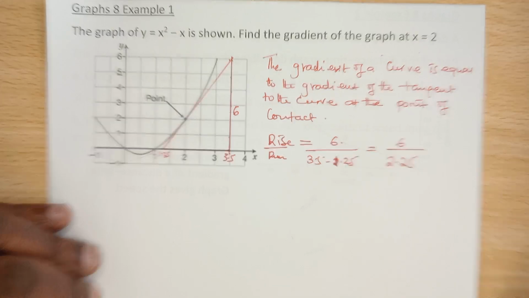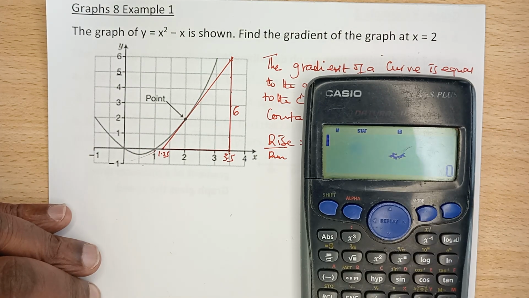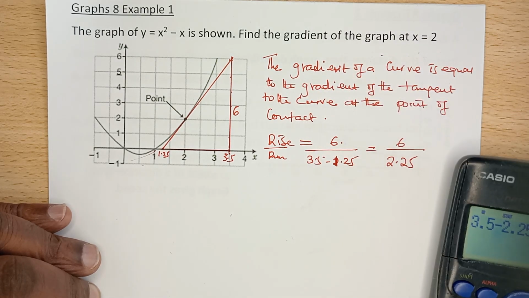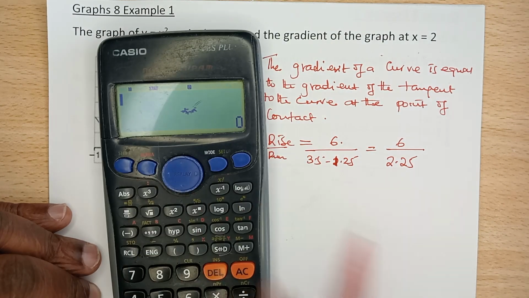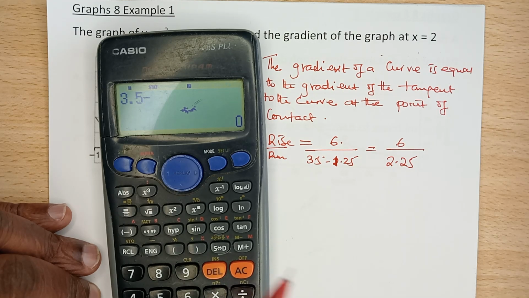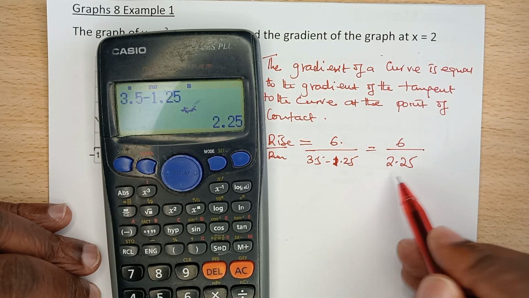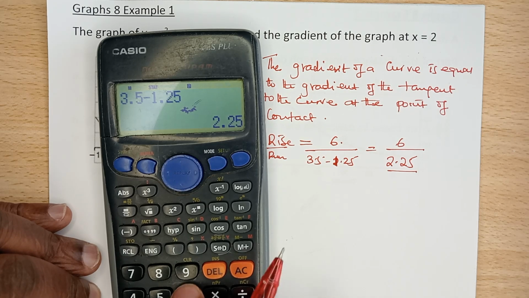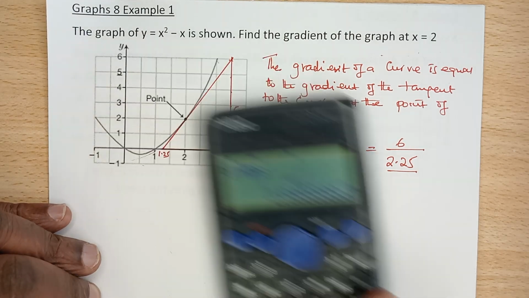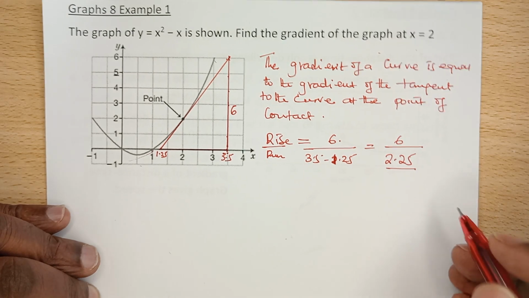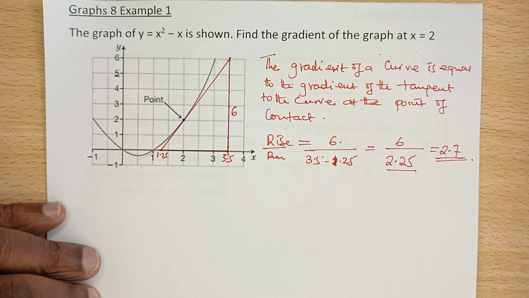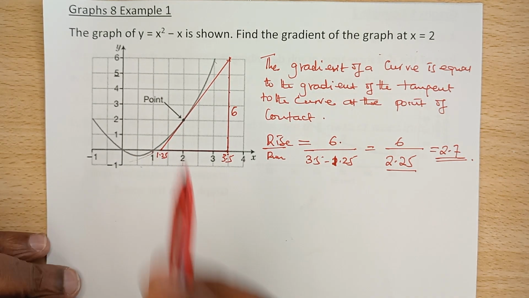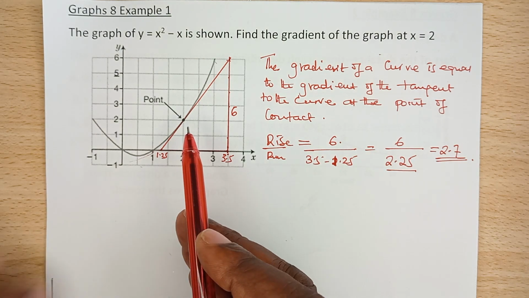Let us find out what that is. 3.5 minus 1.25 is 2.25; we have confirmed that. Now 6 divided by 2.25 gives 2.7. The gradient now is 2.7. That is the gradient of the tangent to the curve at the point of contact.